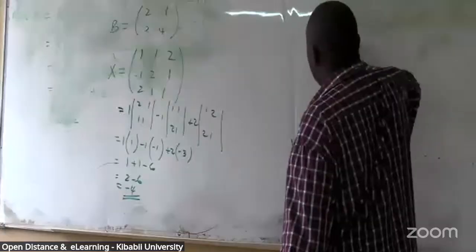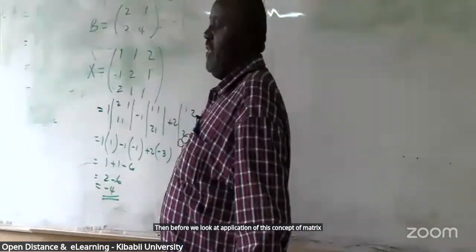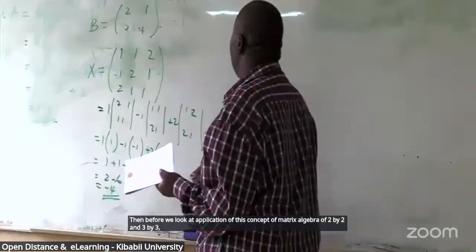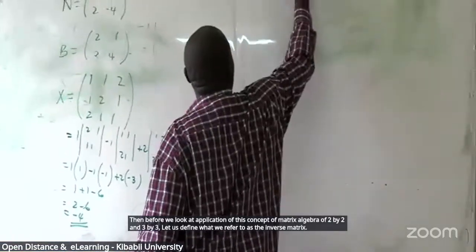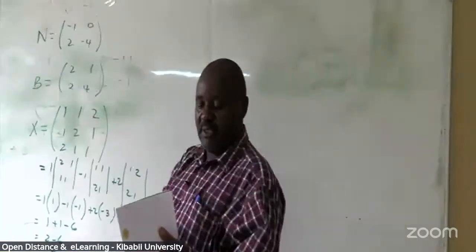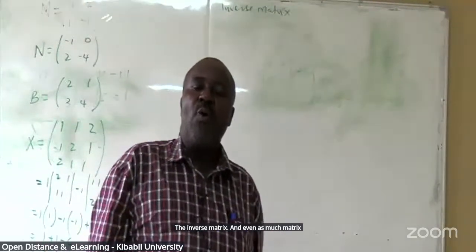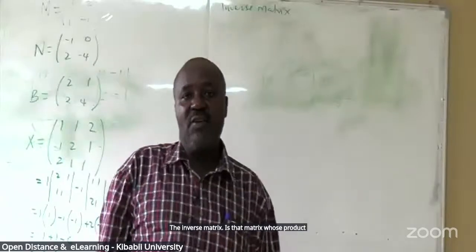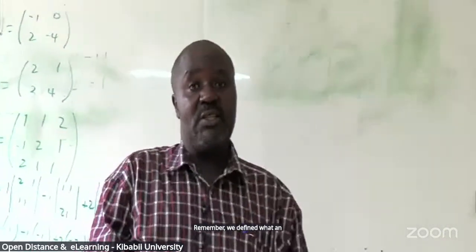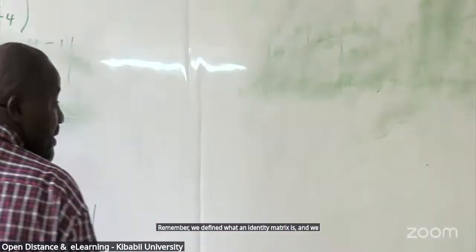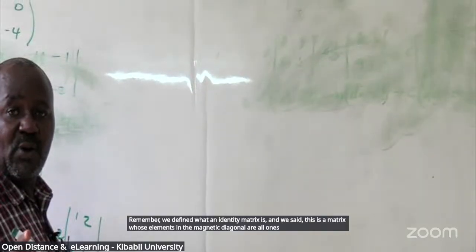Then before we look at application of this concept of matrix algebra of 2 by 2 and 3 by 3, let us define what we refer to as the inverse matrix. An inverse matrix is that matrix whose product with the initial matrix gives us an identity. Remember, we defined what an identity matrix is, and we said this is a matrix whose elements in the diagonal are all ones, and those in the other diagonal are zeros.